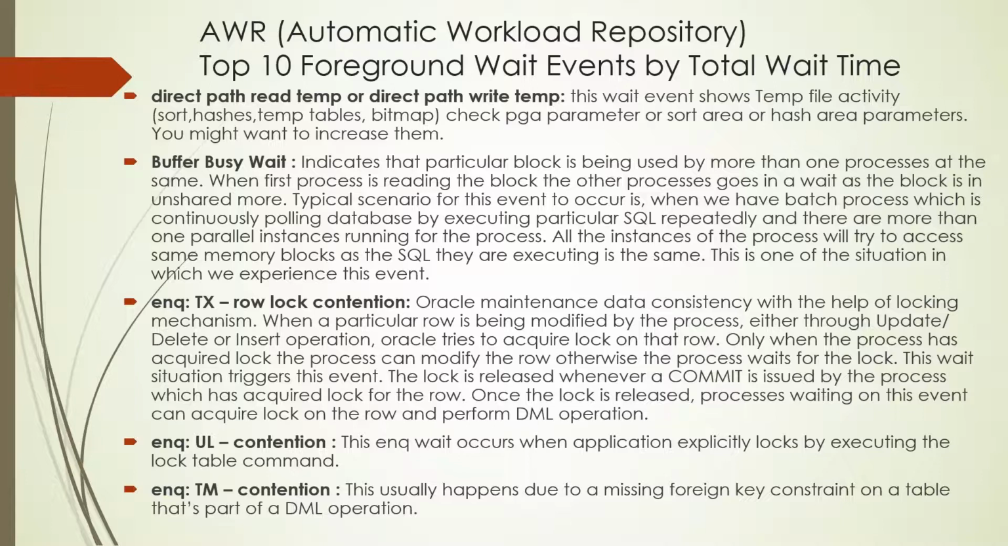If you are finding very high row lock contention, that means the locks are not properly released, or the operations are not properly completed. The most common issue here is that commit is not used. You are updating a block again and again, but there is no commit. Unless and until there is a commit, that particular row lock will not be released for the next process. So there should be a commit used for every transaction or every DML operation you are doing on Oracle. Now there are also TX, UL and TM contention, which actually locks when executing the lock table command.